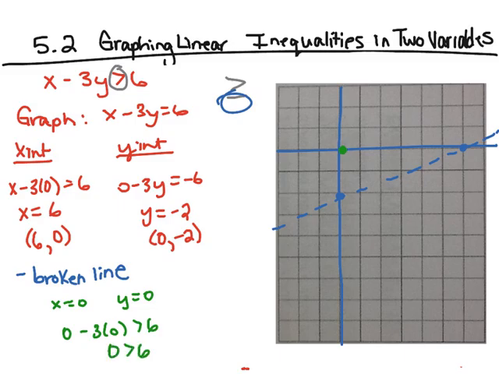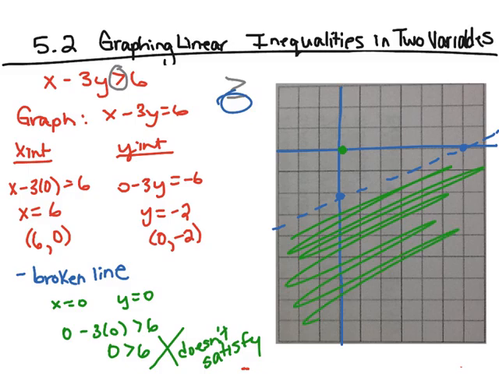Now, if this is true, we would include the region with the origin. But because this is wrong, this does not satisfy the inequality, we know for sure that the origin doesn't count. So if that point doesn't count, none of the points above the line are going to count. So we shade the bottom region.